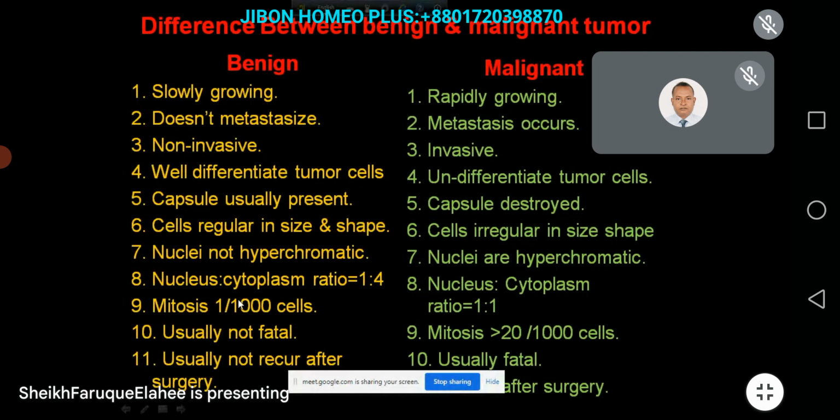Nuclear cytoplasm ratio, 1:4. It means in benign tumor, the nucleus will be 1 and the cytoplasm will be 4 times that. The nucleus is like this, the cytoplasm like this. But in case of cancer, this will be almost the same. It means the nucleus will be very big in case of cancer.